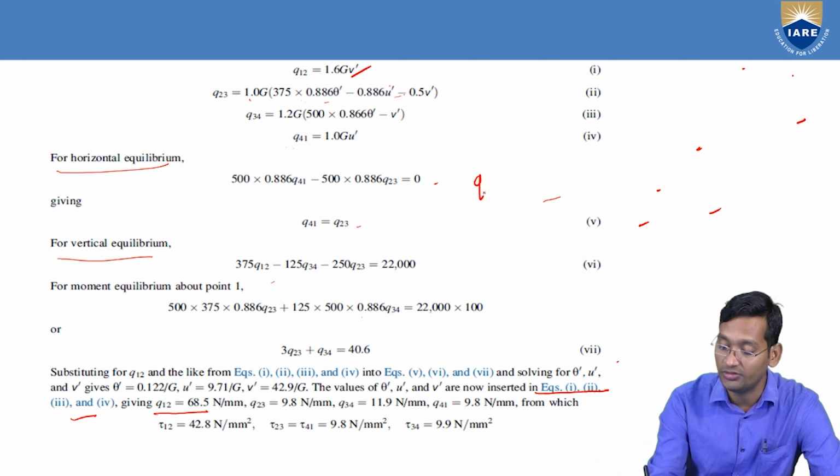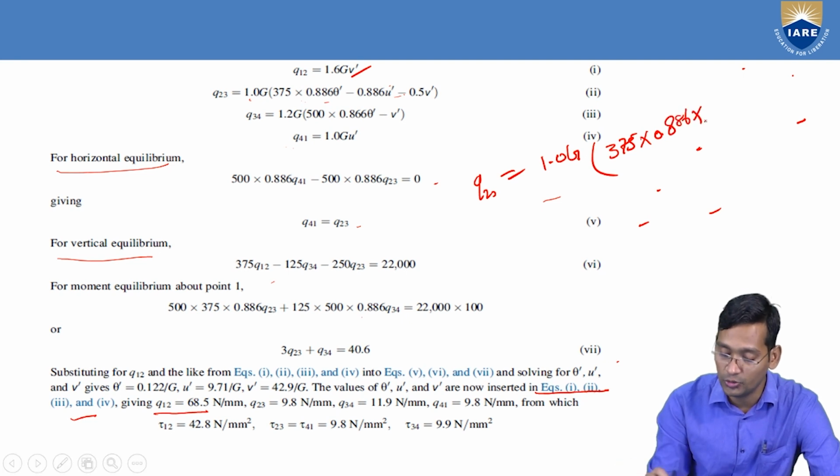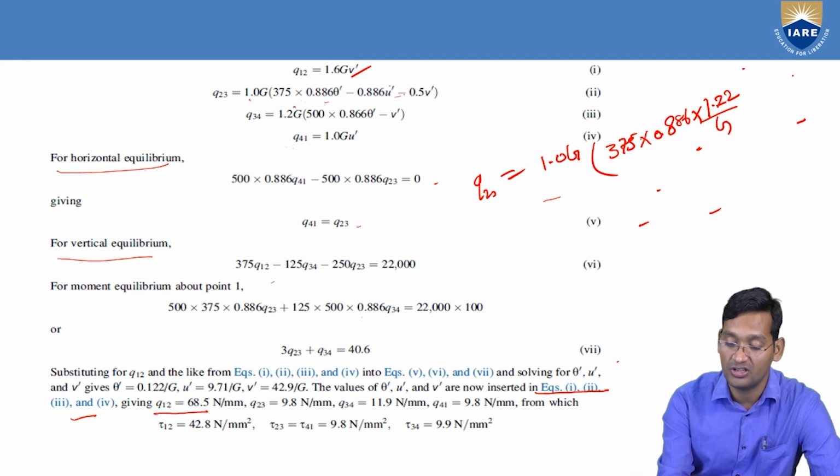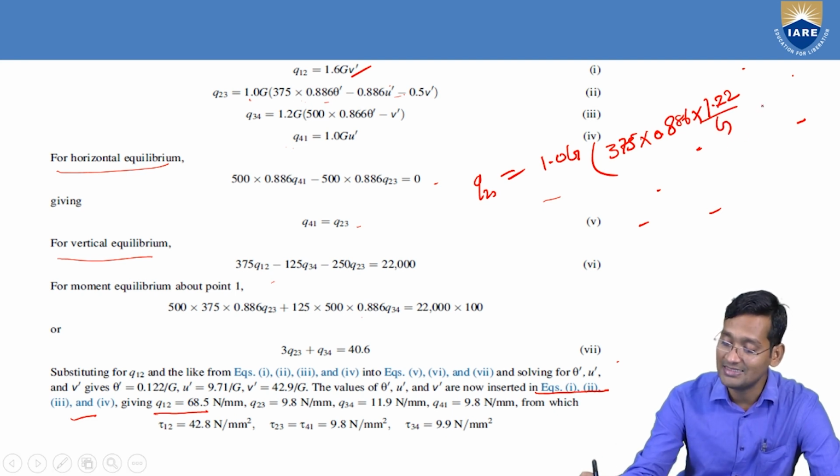So Q23 is there, right? That is equals to 1.0 G into this one 375 into 0.886 into theta dash. Theta dash, how much we are getting? This is 1.22 by G. First term over minus again what?